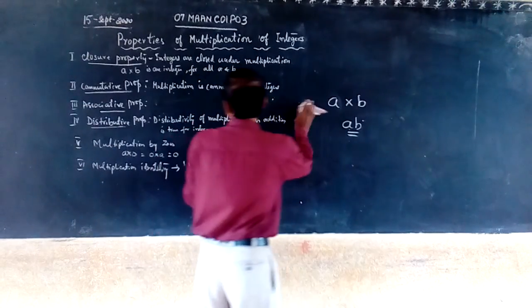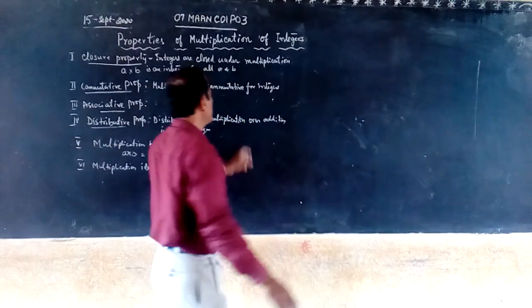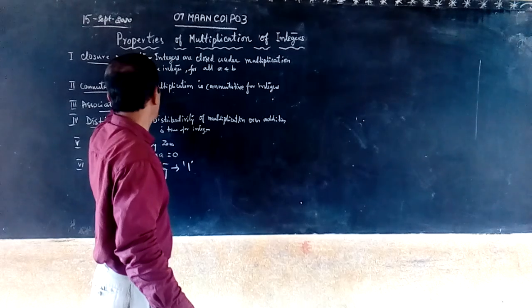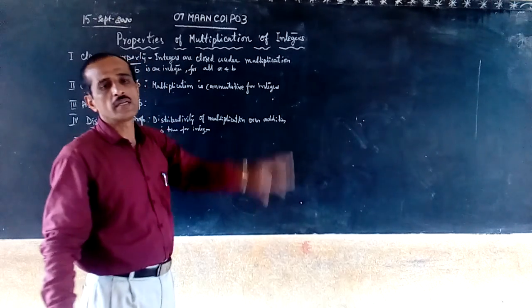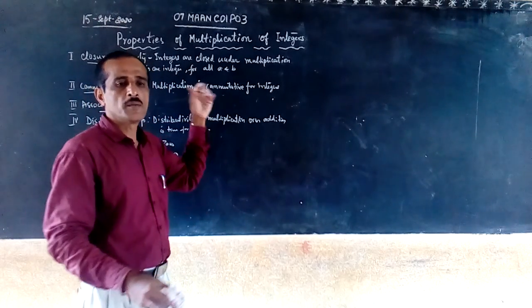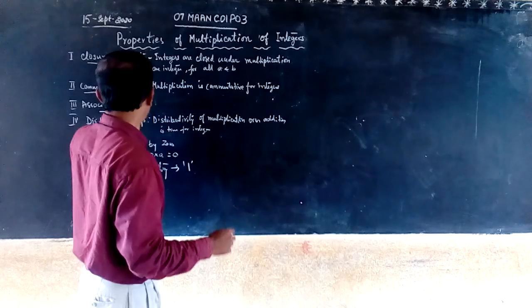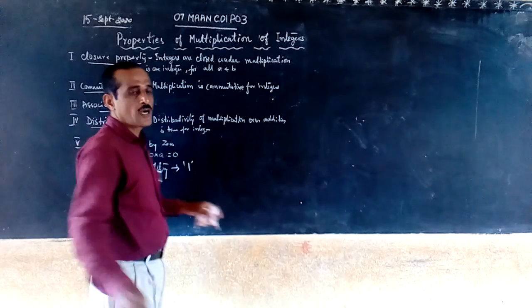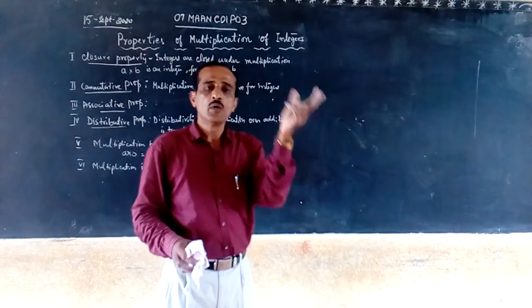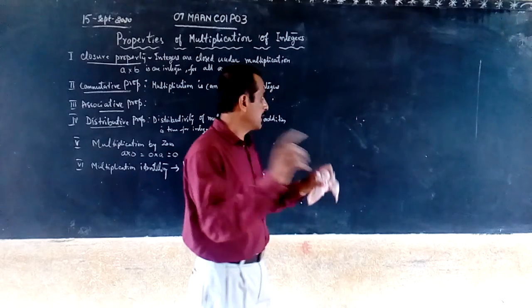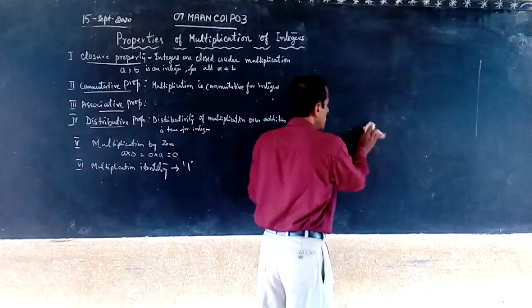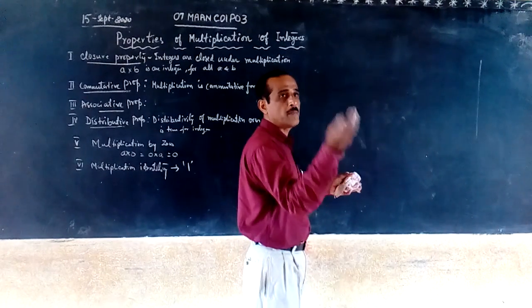Therefore, we can say integers are closed under multiplication. A into B is an integer for all A and B. This is the closure property. Another property is the commutative property. In the commutative property, if two integers are taken and multiplied, the product is the same even after reversing the order.